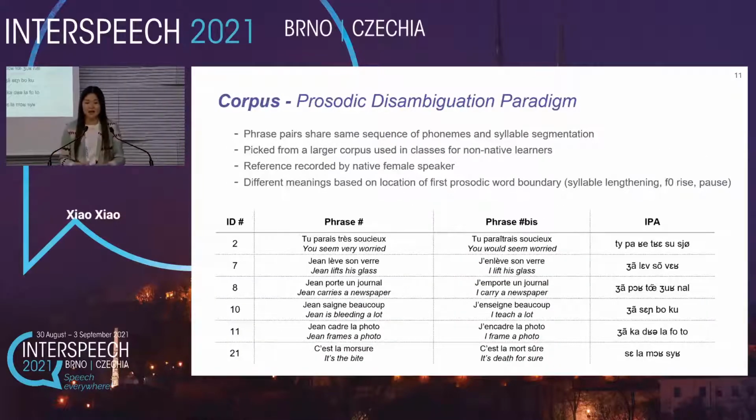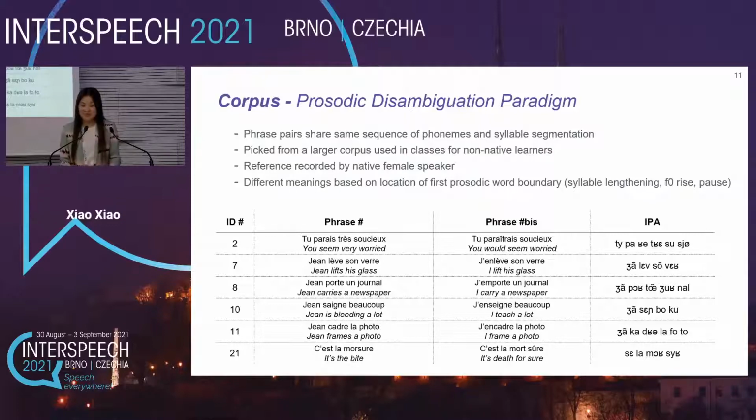In terms of the corpus, we went with a prosodic disambiguation paradigm where we had pairs of phrases that share the same sequence of phonemes in syllable segmentation, but they have different meanings based on the intonation of how they're pronounced. The IDs are not in order because these phrases come from a larger corpus that was used in a class for non-native learners of French, and the reference recordings were recorded by a native female speaker.